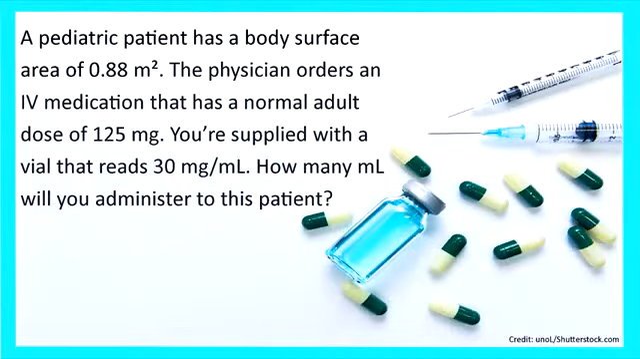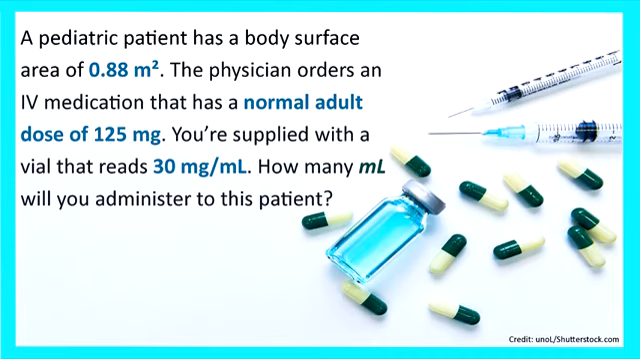Our next problem says a pediatric patient has a body surface area of 0.88 square meter. The physician orders an IV medication that has a normal adult dose of 125 milligrams. You're supplied with a vial that reads 30 milligrams per ml. How many milliliters will you administer to this patient? So to solve this problem, we need to know that important information and what we're solving for.